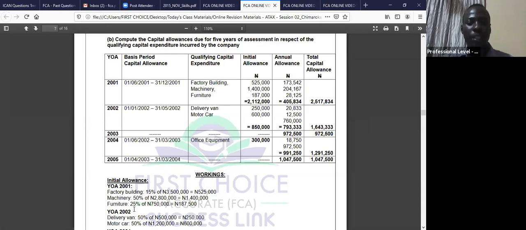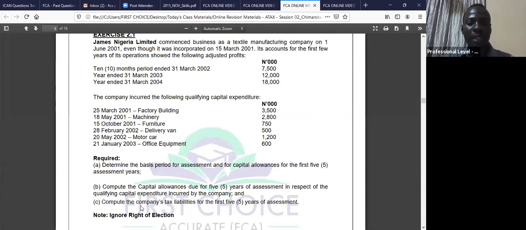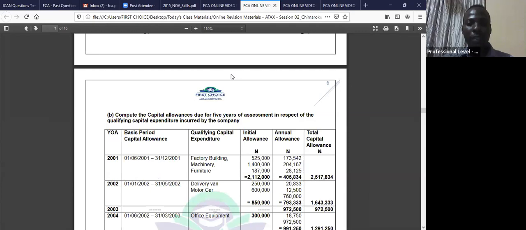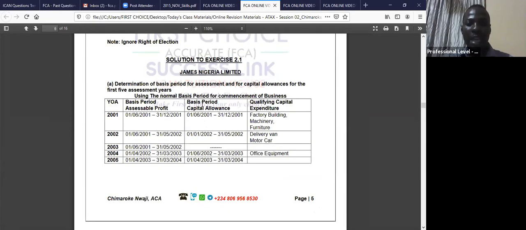Now the next question says, compute the tax liabilities for the first 5 years of assessment. How do we calculate the tax liability? Now, we are going to be looking at this main table again. We will not be bringing capital allowance basis period. In fact, we will just ignore these two columns, basis period for capital allowance and qualifying capital expenditure, because we have dealt with them in the other table. When we need capital allowance, we bring the figure. But what we need is the year of assessment and this profit basis period.